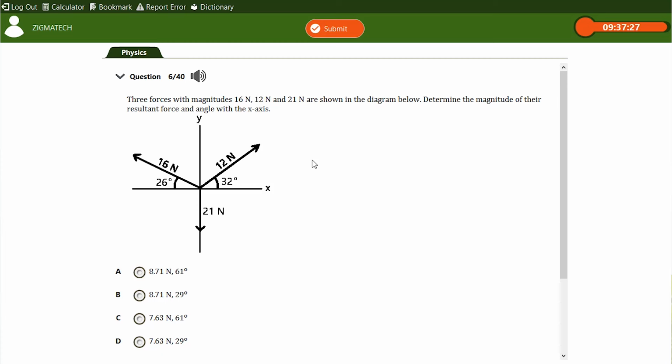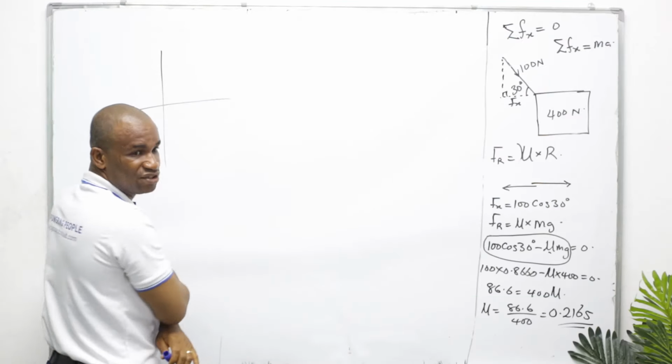Alright, I'm going to claim this both side for this question. Take resolution of forces. Three forces with magnitudes 16, 12, and 21 as shown in the diagram below. Determine the magnitude of their resultant force and angle with the x-axis. Alright, I am going to resolve this force. How do I resolve it? Each force must be resolved to both vertical and horizontal components. So I'm going to just use this principle.